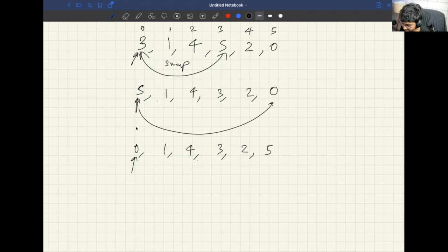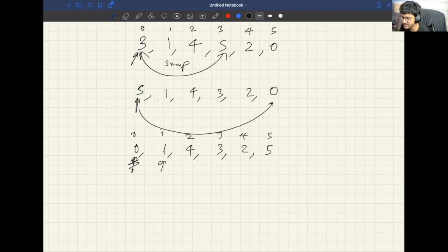Yes, it is, right? 0, 1, 2, 3, 4, 5. 0 is at the correct index. We are sorting this array, right? In the end, it should read something like this: 0, 1, 2, 3, 4, 5. So is 0 at the correct index? Right? Then you move ahead.